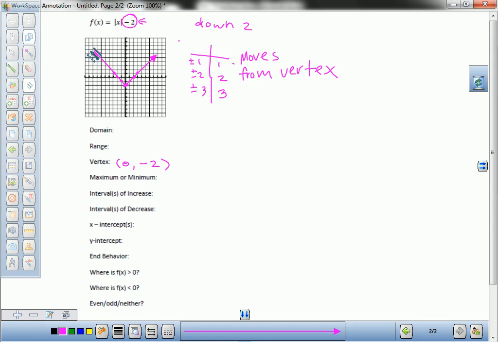Make nice straight lines. Well, the domain is still negative infinity to positive infinity because it still goes left forever and right forever. But the range changed this time because that lowest point moved. So what's the lowest value this time? -2, to infinity. Now make sure you use a bracket around the -2 because we can include it.